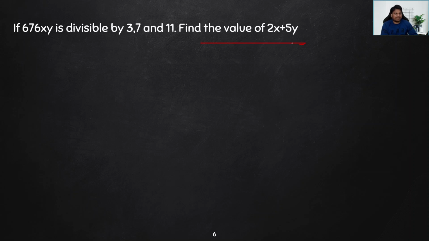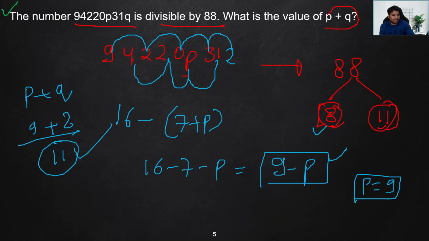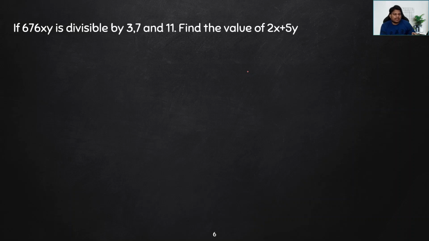There can be other ways also, but I'm going to tell you a very interesting way that generally will not be in the book. We're going to discuss that method, and you have to solve the question using this method also. Using a simple method also you have to solve it, but I'm going to explain a best method to solve these types of questions. So this is given: if this is divisible by 3, 7 and 11, find the value of 2x plus 5y.